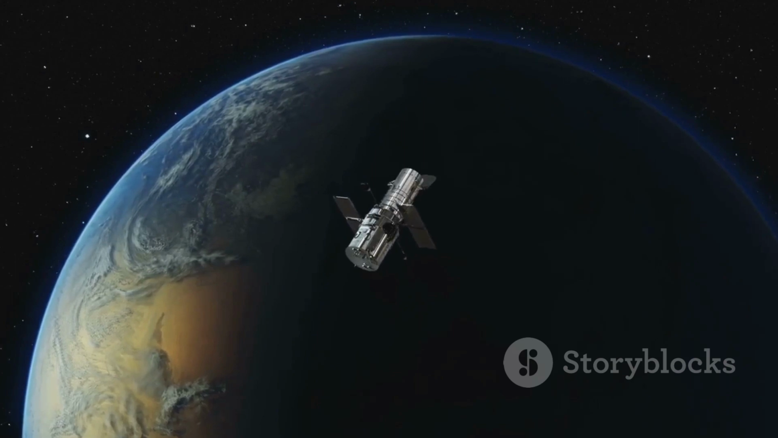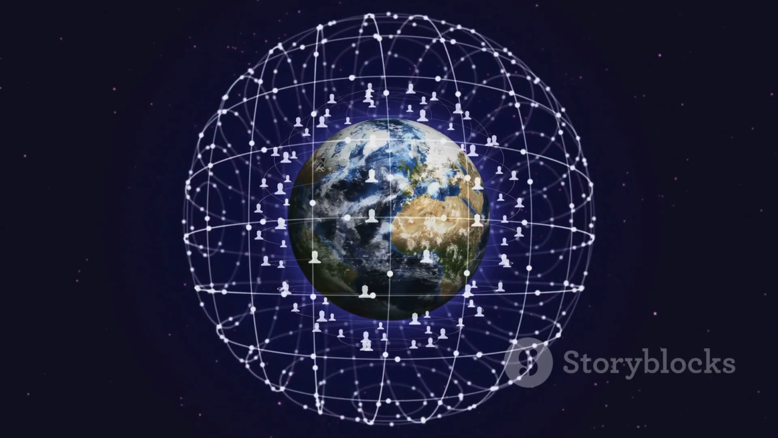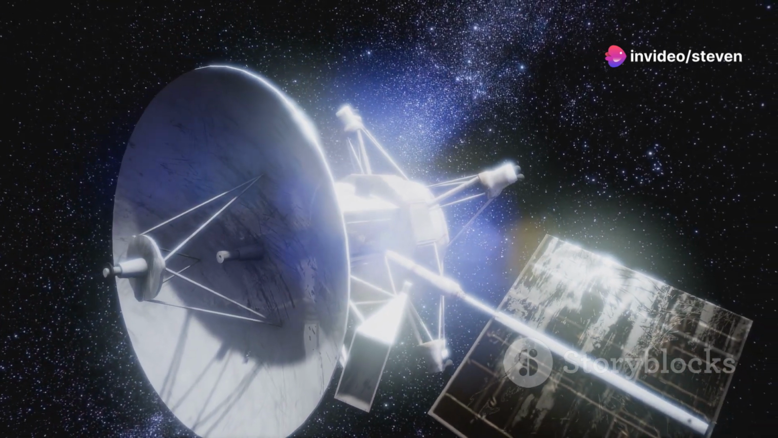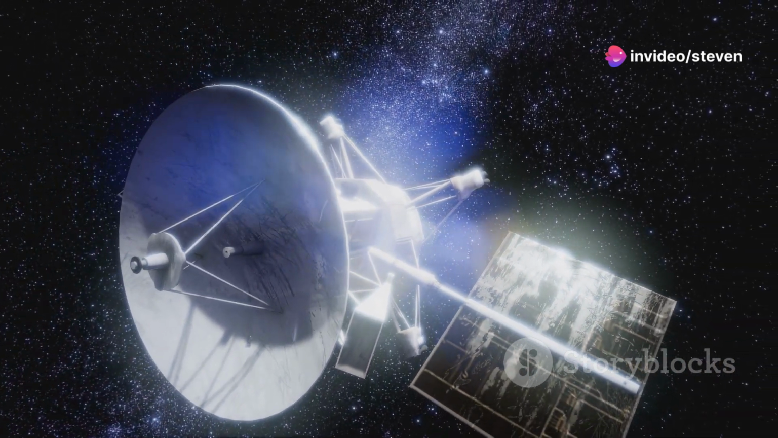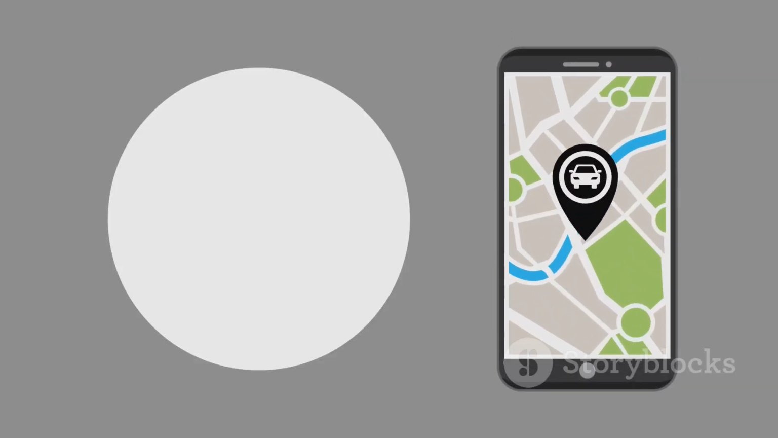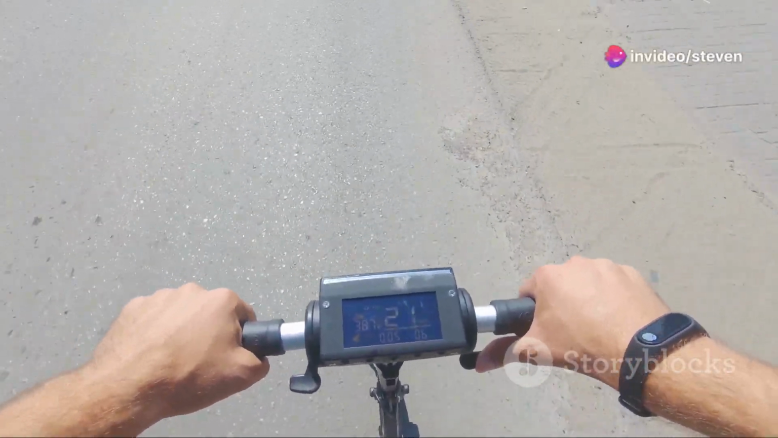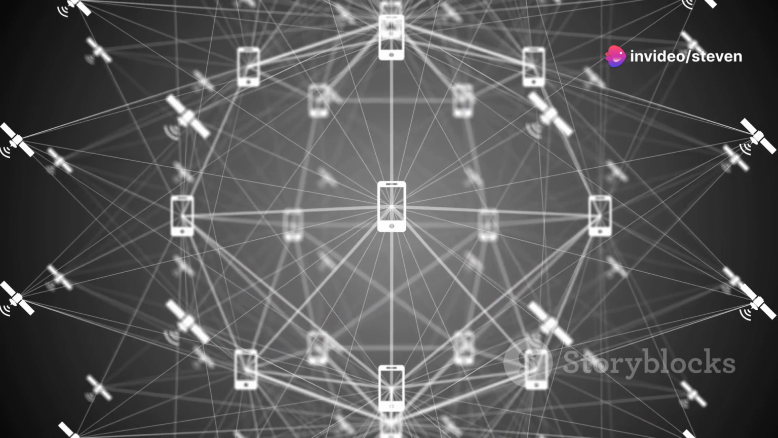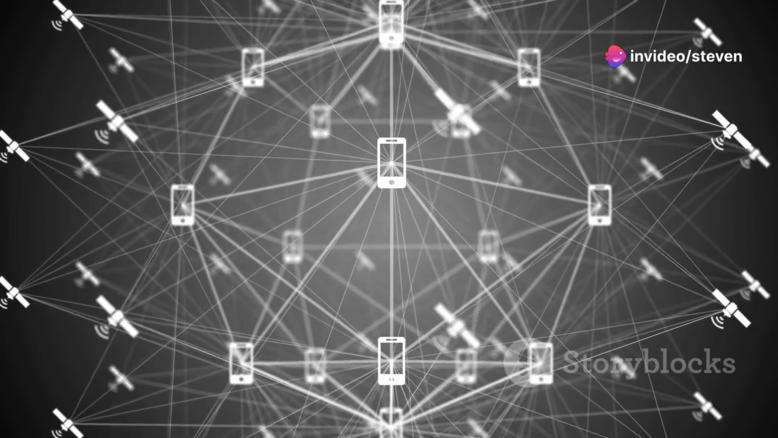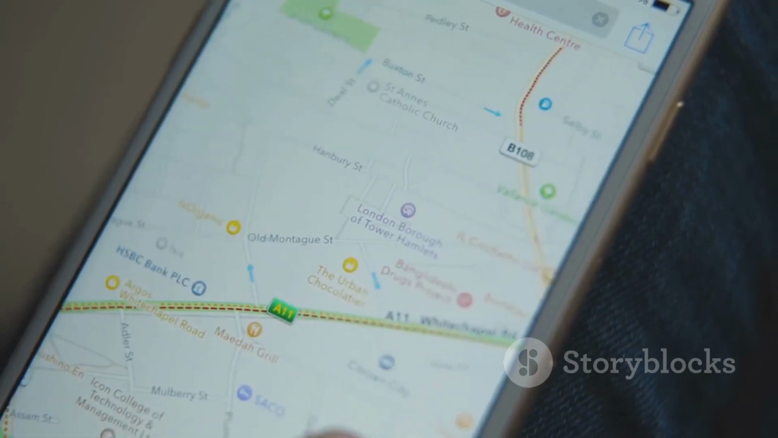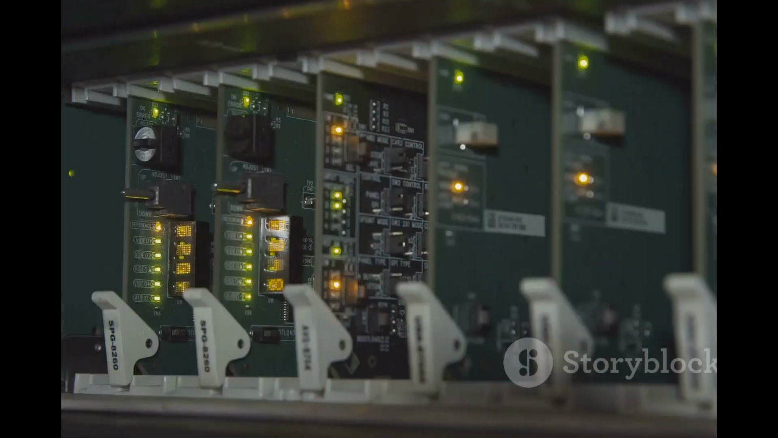GPS, or Global Positioning System, is a network of satellites that orbit the Earth. These satellites constantly transmit signals that contain information about their location and the current time. Your smartphone's GPS receiver picks up these signals and uses them to calculate your location. By comparing the time it takes for the signals to arrive from different satellites, your phone can determine its distance from each satellite. With this information, it can triangulate your position on Earth with remarkable accuracy.